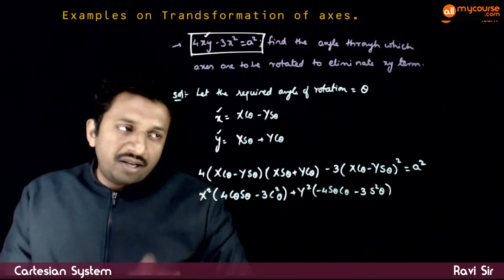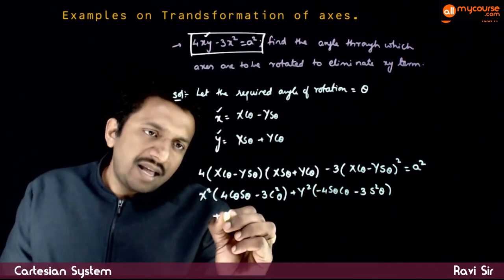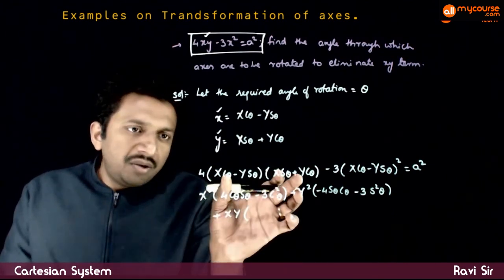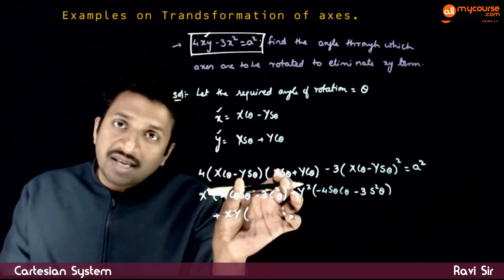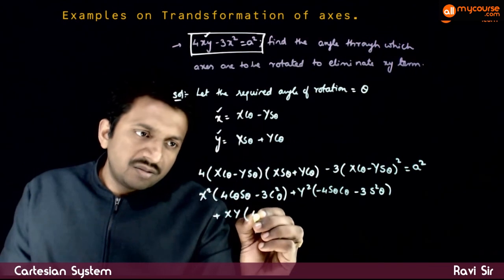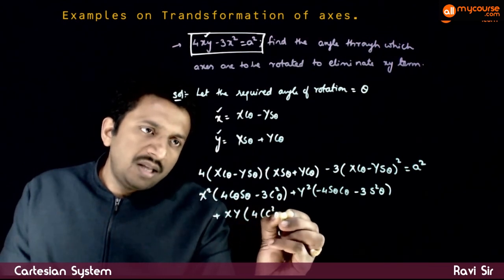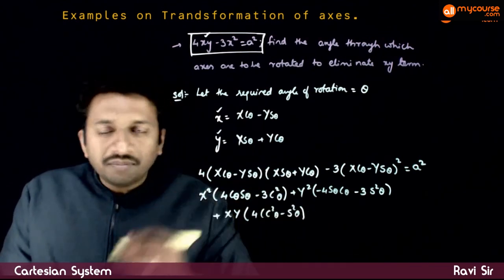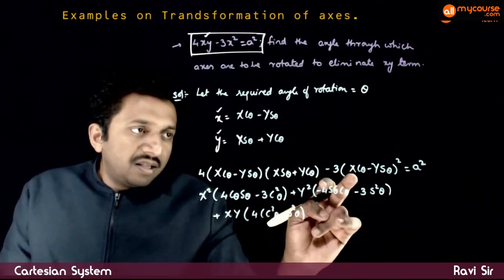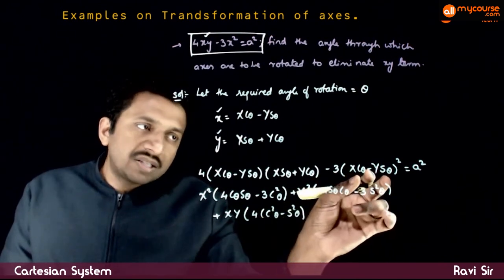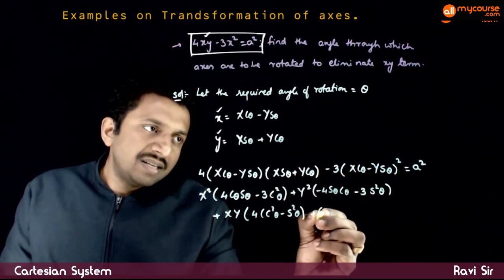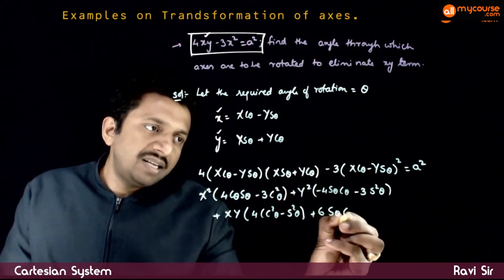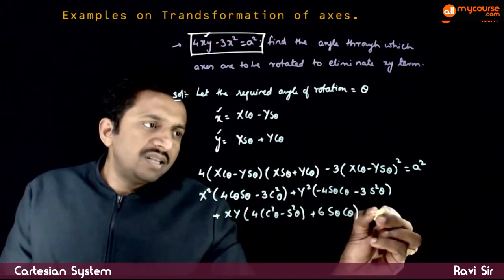Now what is the xy term? Plus xy times, here you have xy cos square theta minus xy sin square theta, into 4. So 4 times (cos square theta minus sin square theta). Here you have minus 2xy sin theta cos theta into minus 3, that is plus 6 sin theta cos theta, is equal to a square.